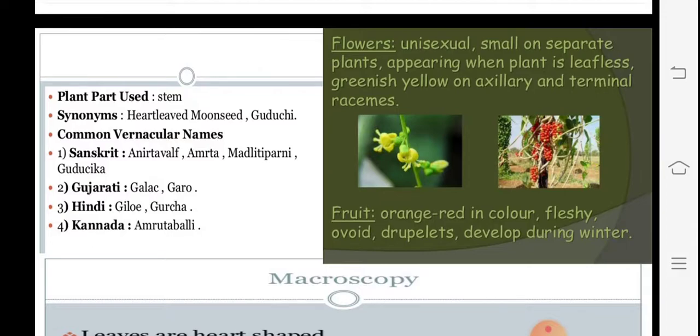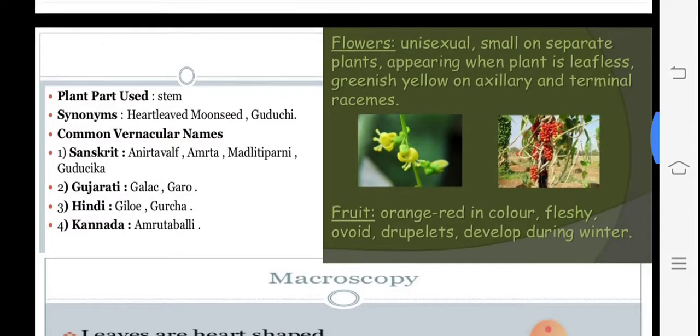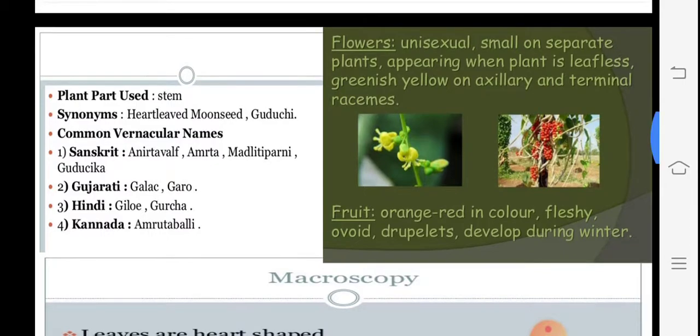Then secondly, in Hindi it is also called Giloi or Gurcha, in Kannada it is called Amrut Bali, Amrutvel. In Sanskrit it is called Amrita or Madhuparni. So remember these names a little.